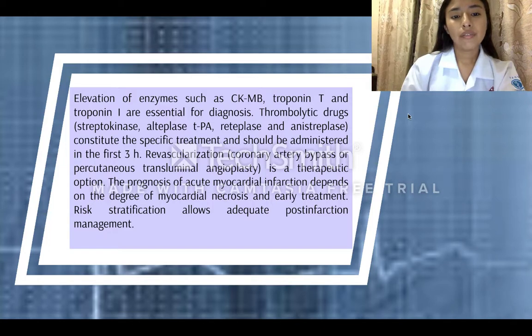The prognosis of acute myocardial infarction depends on the degree of myocardial necrosis and early treatment. Risk stratification allows adequate post-infarction management.